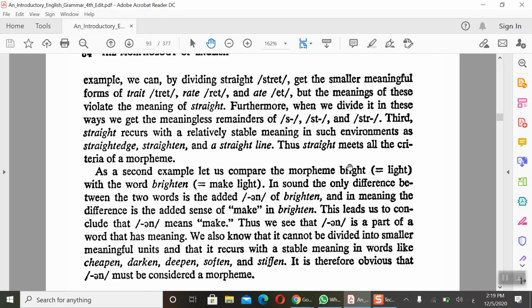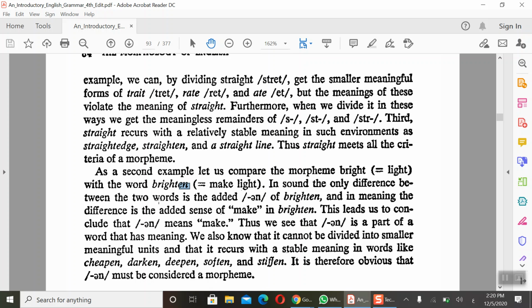And number two, we get meaningless parts. Yes, BR, T, GH, these are meaningless. It recurs. Yes, it recurs, in bright or brighten, etc. If we want to analyze the word bright, here in this example, the focus is on en.